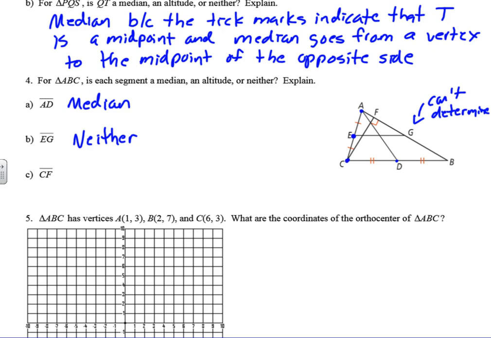CF goes from a vertex perpendicular to the opposite side, so that was called an altitude.